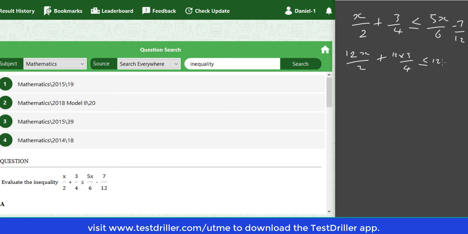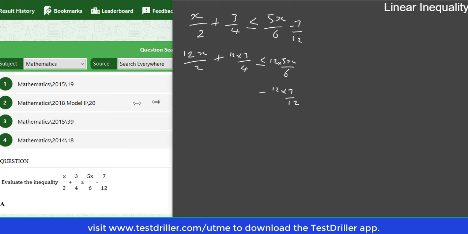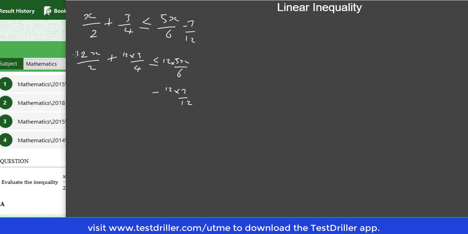Then here you have 12 times 5x over 6, then minus 12 times 7 over 12. So what happens here is this. You end up simplifying. So this will give you 6x, which is 2 in 12. Then plus 4 in 12, that's 3 times 3, that gives you 9, less than or equal to 6 in 12, that's 2 times 5x, that gives 10x, then minus 7.